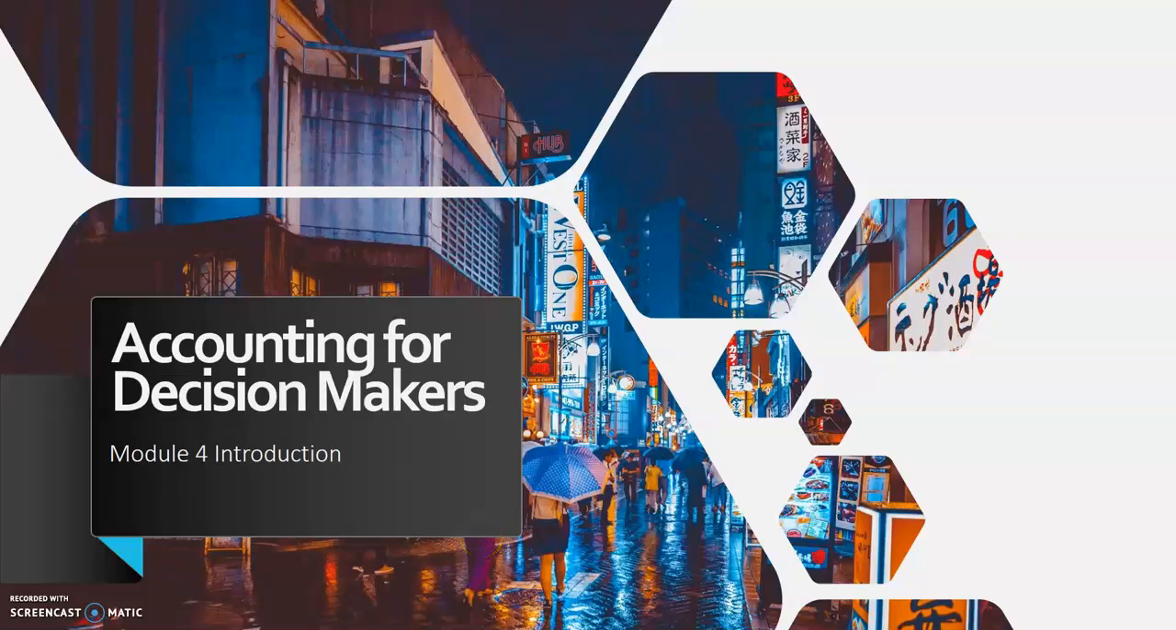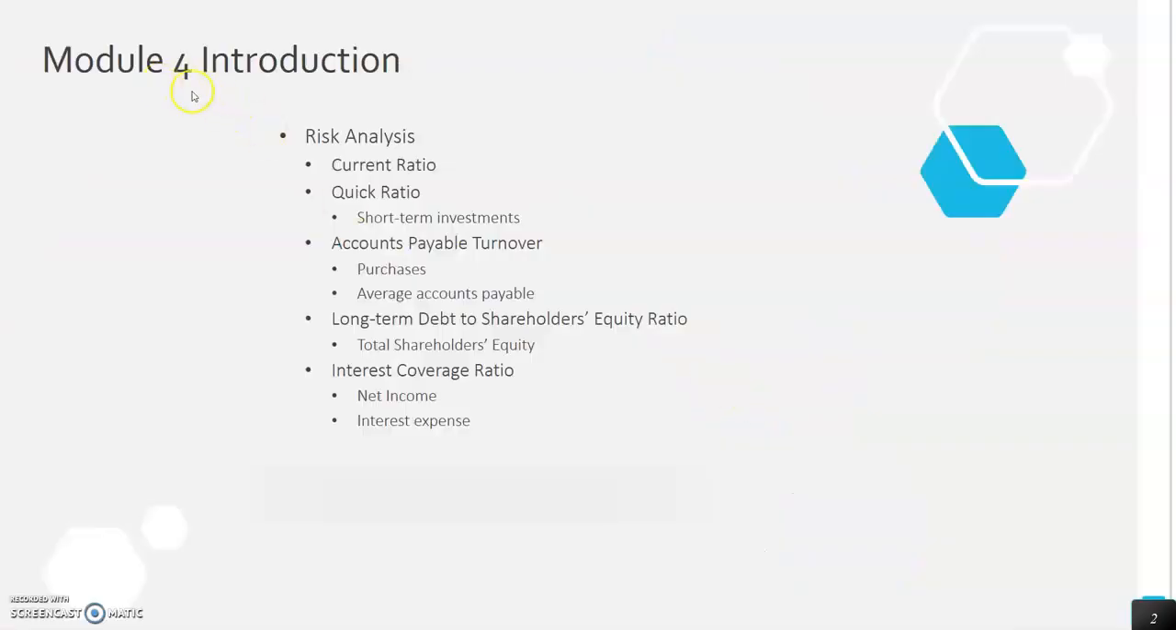Here in Module 4, we will be building on what you did for your two companies in Module 3. However, in Module 4, we will be moving on to Chapter 5, which involves completing a risk analysis for your company. Back in Module 3, you completed 6 ratios for your two companies. Now in Module 4, there are 5 additional ratios that I would like you to complete: a current ratio, a quick ratio, an accounts payable turnover, long-term debt to shareholders equity ratio, and interest coverage ratio.